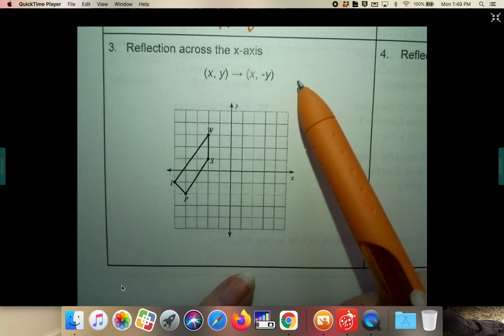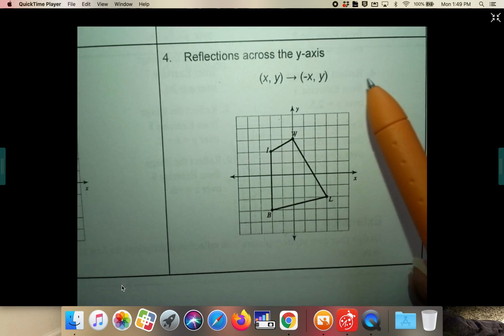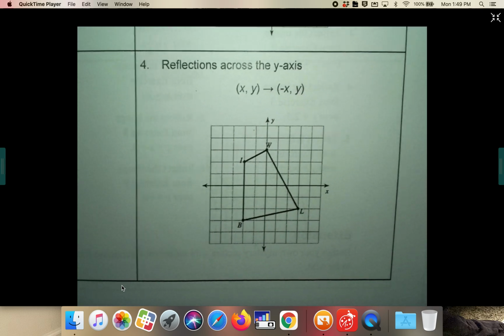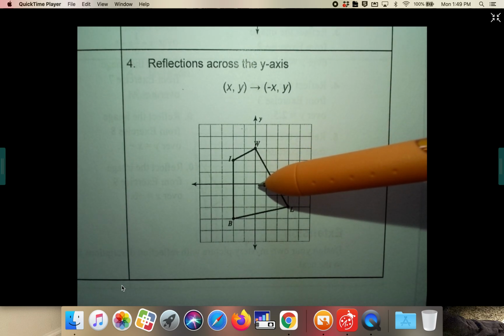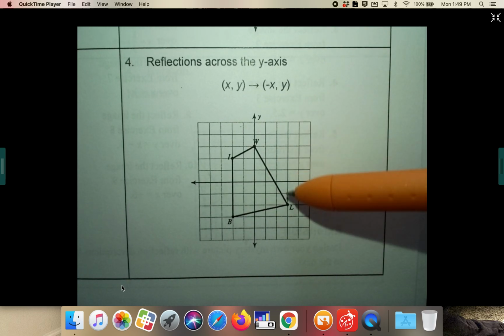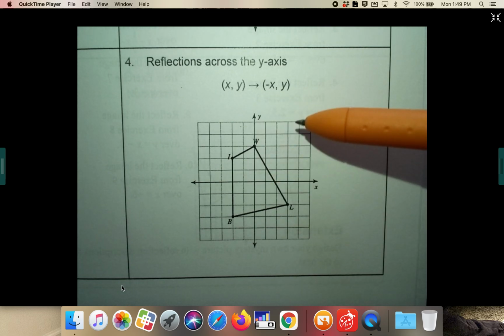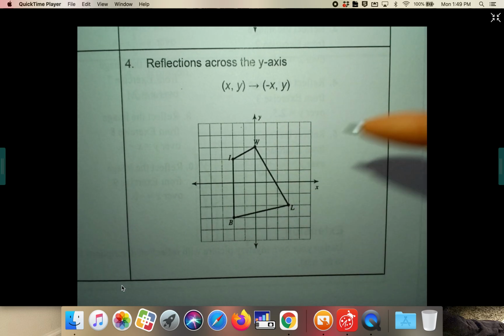All right, a couple more here. These are all just what you'll notice is reflecting over the x-axis or the y-axis, but sometimes you may be asked to reflect over x equals 3, for example, and you would just do it the same way, but instead of using the axis, you would use whatever line it's talking about.